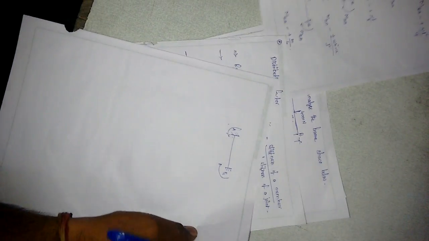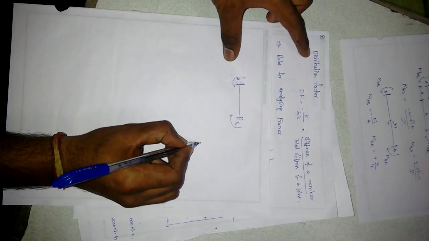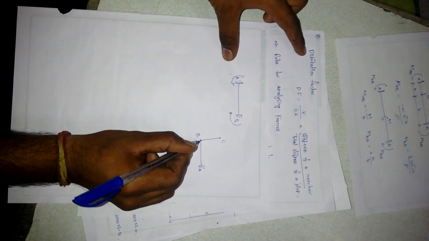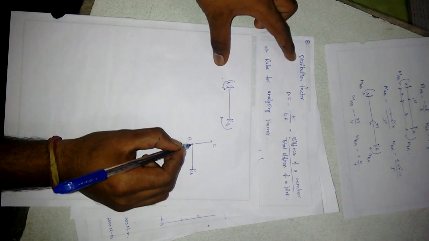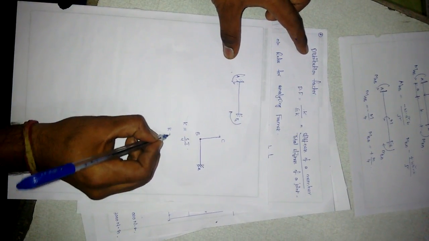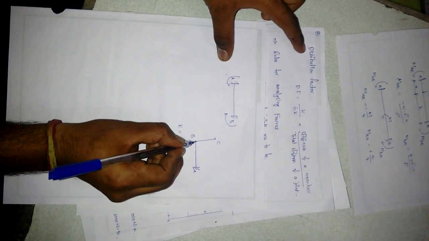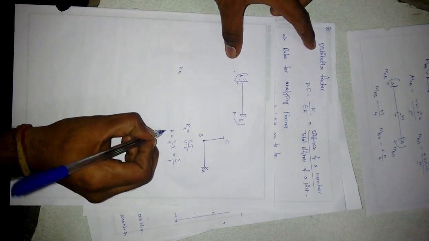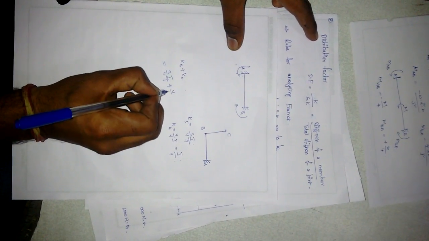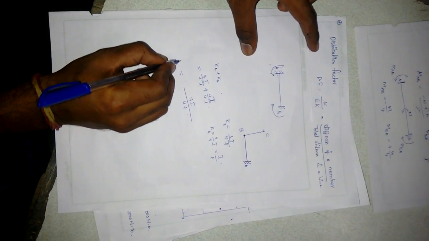Next, distribution factor. The distribution factor of any member is determined from the stiffness of a single member to the stiffness of the total joint. For example, assume a joint B with a member BA and another member BC. The joint starts from B and ends at A and C. This member has a fixed end, so its stiffness is 3 by 4 I by L, and the stiffness of the other member is 4 by 4 I by L, that is I by L. Now the total stiffness of joint B becomes KBC plus KBA, so it becomes 3 by 4 I by L plus 4 by 4 I by L. The whole sum will be 7 I by 4L. This is the sum of total stiffness.